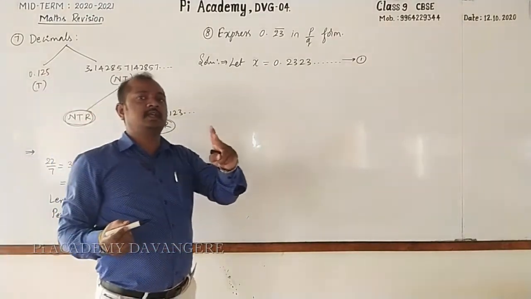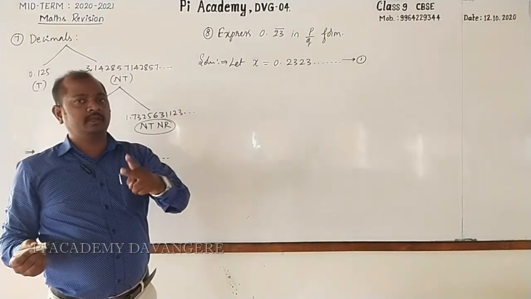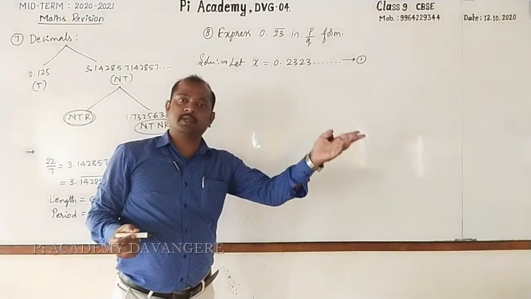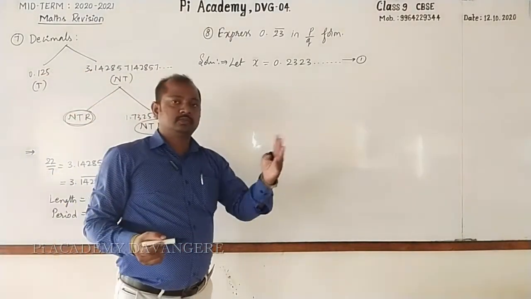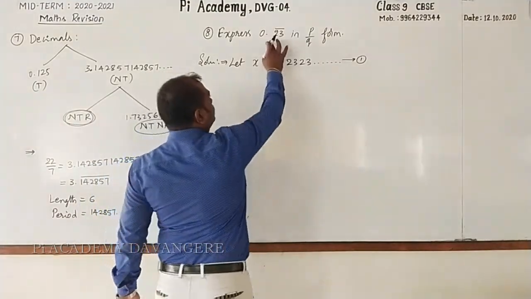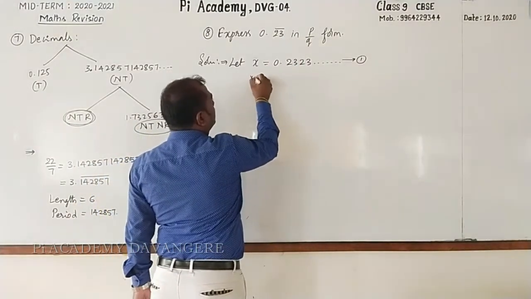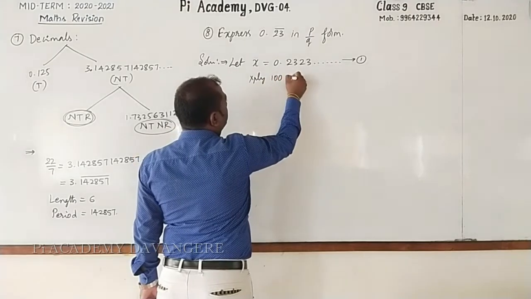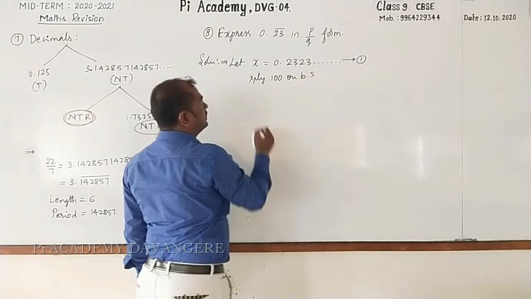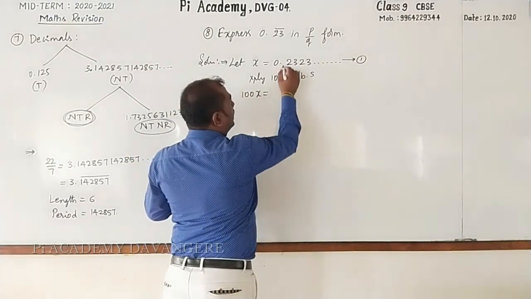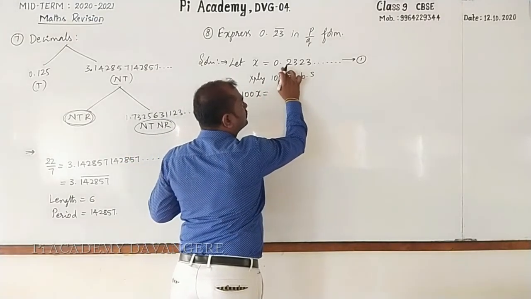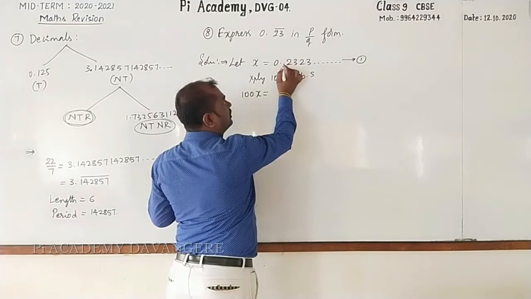If 2 digits are there, multiply both sides by 100. 1 digit, multiply both sides by 10. 3 digits are repeated, 1000 should be multiplied. Here 2 are repeated, hence multiply 100 on both the sides. Then this can be written as 100 into x, 100x, and this is 100 into 0.2323 and so on.